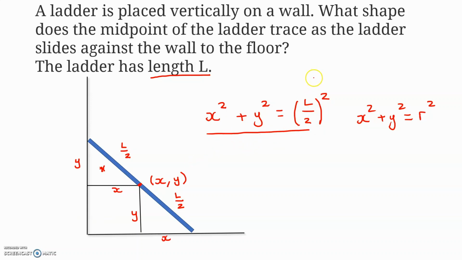And if you look at our equation, the equation suggests that the radius of this particular circle will be L over 2, and if you look at this distance here from the point where the ladder meets the ground to the midpoint, that distance there would be L over 2, so that would be the radius of our circle.